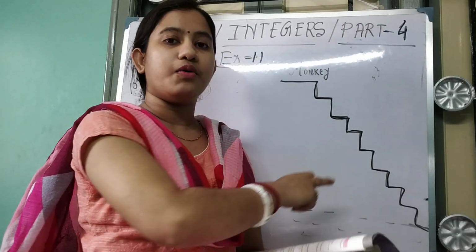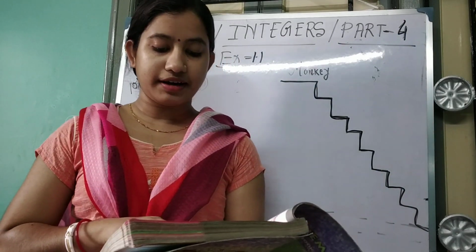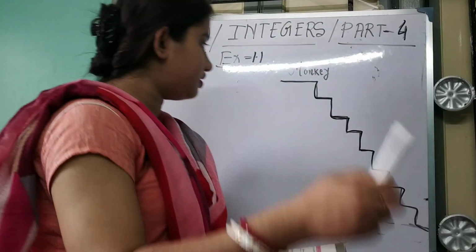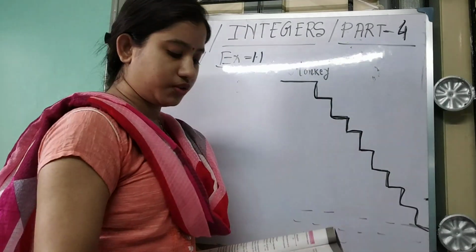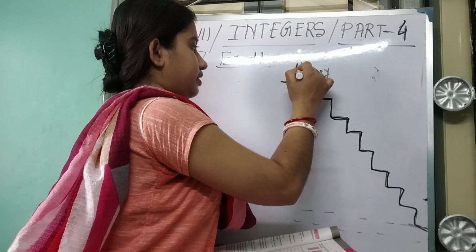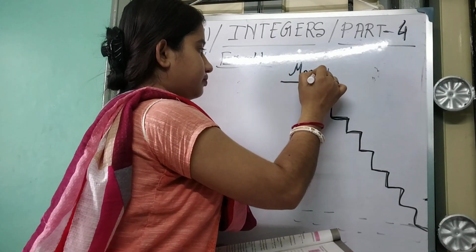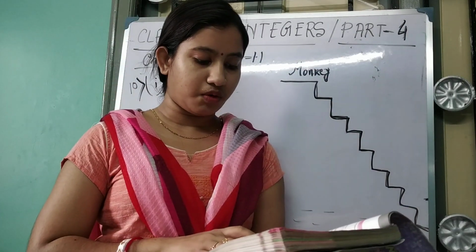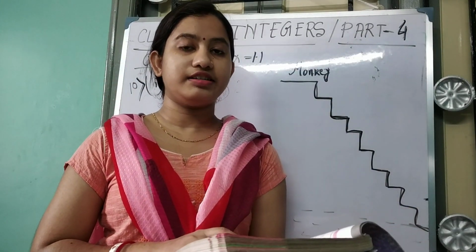Suppose this is a water tank. A monkey is sitting on the topmost step. That means this is topmost, so the monkey is sitting on this step. And next, the water level is at the 9th step.